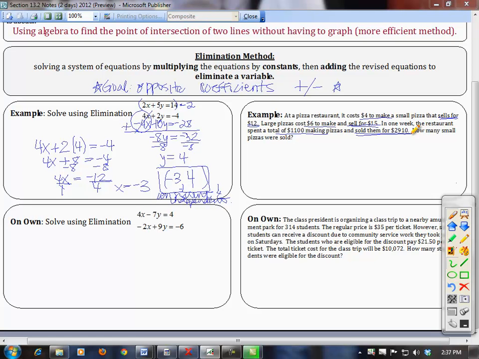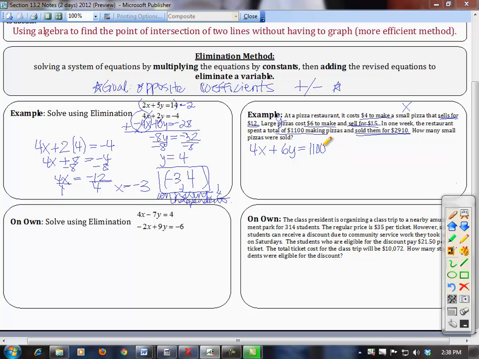Now, what I'm going to do is I'm going to call the small ones x, and I'm going to call the large ones y. Now, you could use s and l if you want. I just like to stick with the x and y. So let's write our 2 equations. I know that making, let's do the making one first. It costs $4 to make a small, plus it costs $6 to make a large, equals, how much did it cost to make? $1,100.